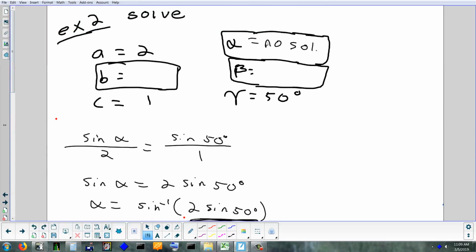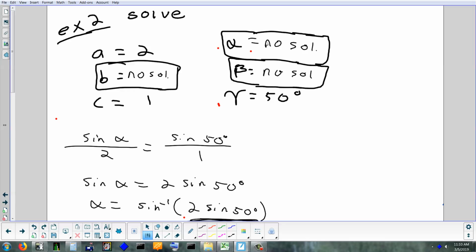Well, if there's no solution for alpha, then there's no solution for everything. Because if you can't find alpha, then you can't add together alpha and gamma to get beta and subtract from 180. And if there's no solution for beta, you can't find the side across from it either. So that's the quickest case, where there's no solution at all.